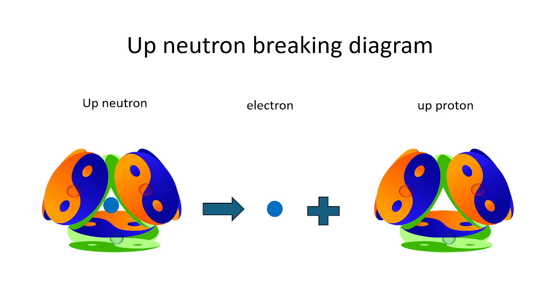The neutron breaking diagram, up neutron breaking diagram. Up neutron is just a proton plus an electron at its center. As for the down neutron, the up neutron can lose an electron and become the up proton, also called the proton.